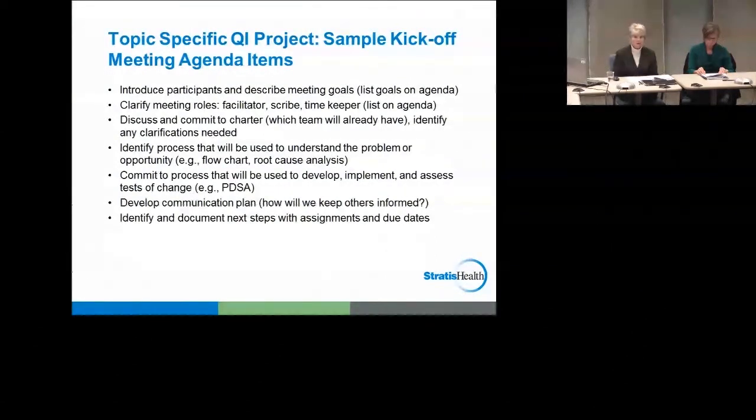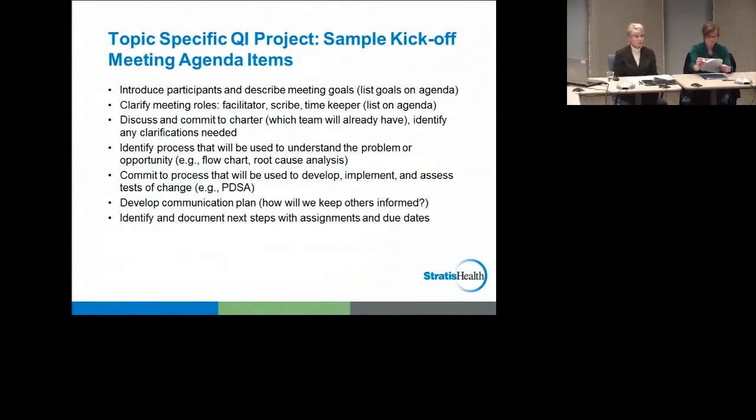And then based on findings, the group can discuss and commit to the process that will be used to identify what changes to make, what things they want to plan for, what they're going to implement, what they're going to monitor. For example, you might use the Plan, Do, Study, Act, which is a real common quality improvement method, and use cycles to pilot test areas of change.